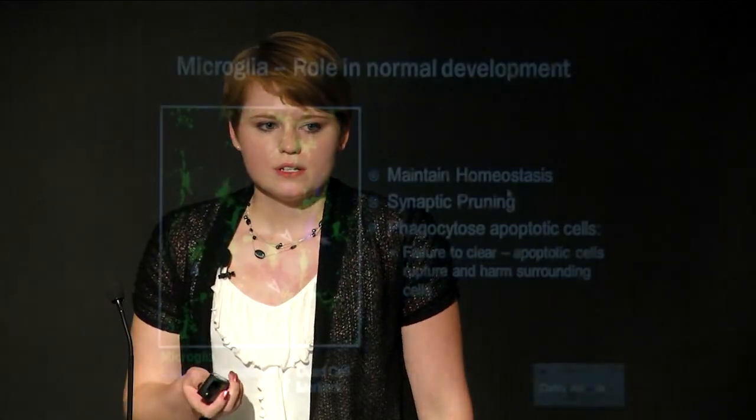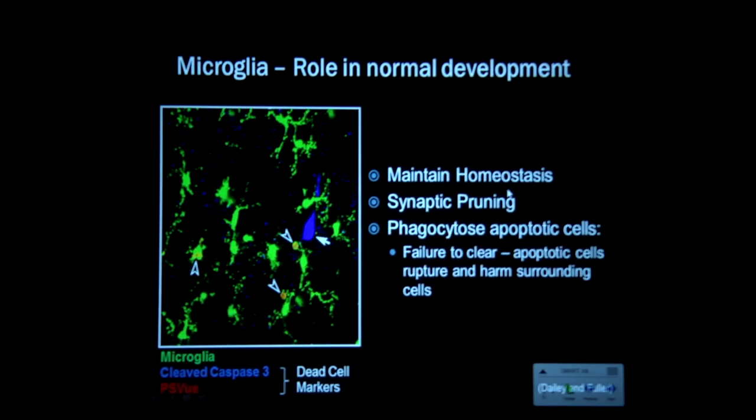Now, once they get into the brain, microglia are very important for the development of the organism. Microglia are actually shown in this image up here in green, so you can get your first look at them. What they do during development is, number one, they help to maintain homeostasis within the brain's environment. Essentially, they're helping to maintain an environment in which the neurons are happy.